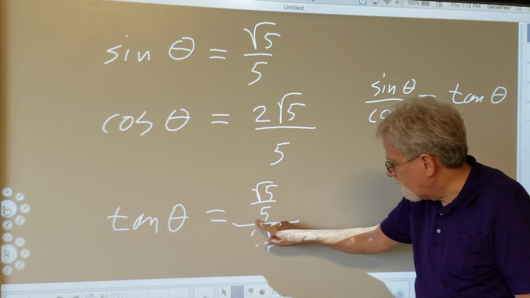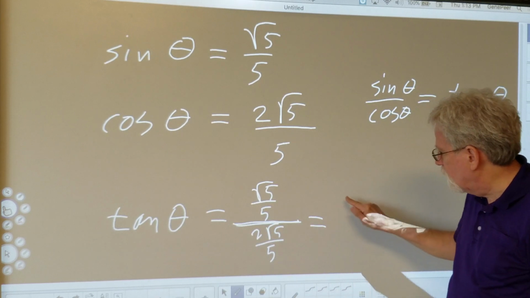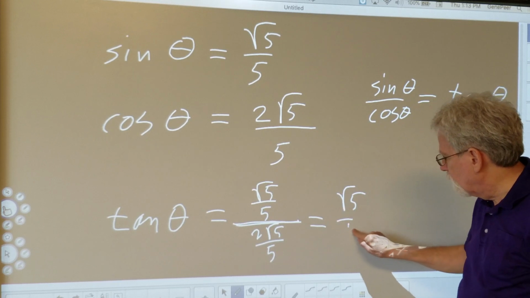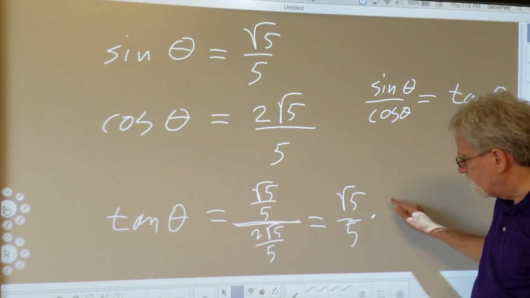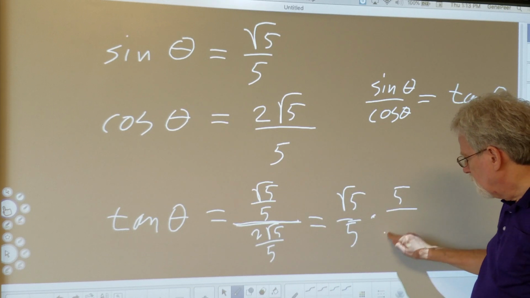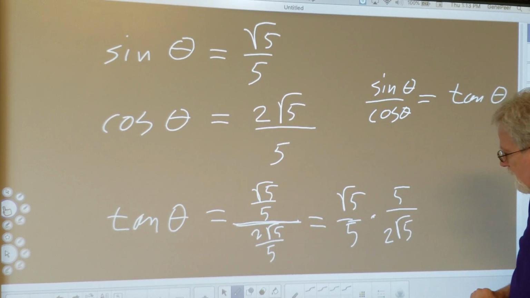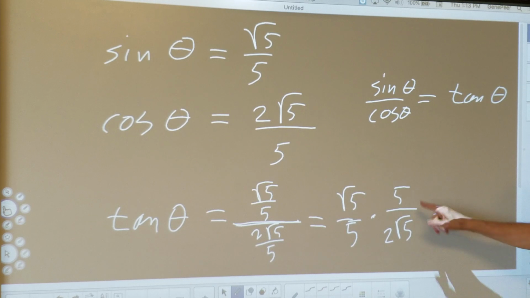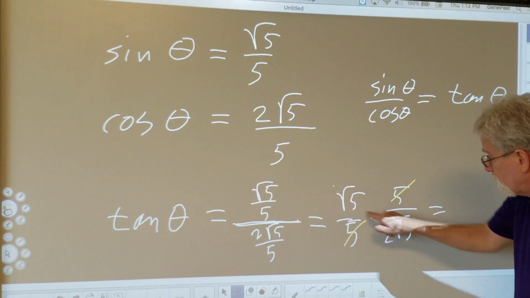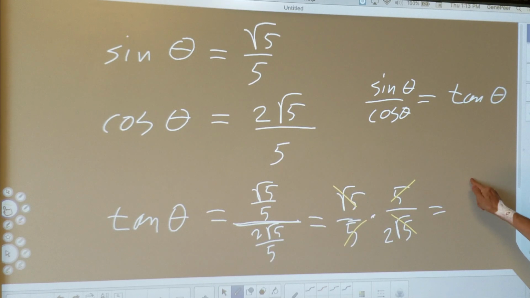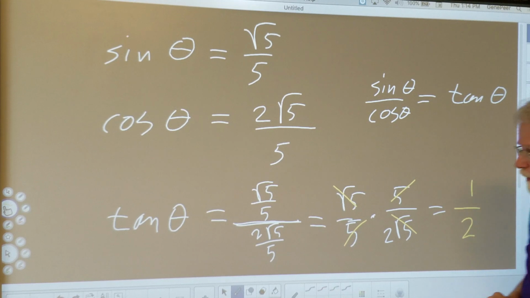But you know how to divide with fractions. We will change that to square root of 5 over 5 times its reciprocal, 5 over 2 square root of 5. And then some nice things happen. The 5's cancel. The square root of 5's cancel. We're left with nothing but 1 over 2. So we know the tangent is 1/2.